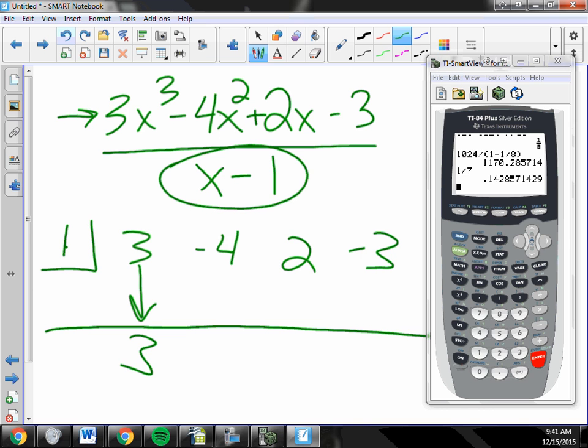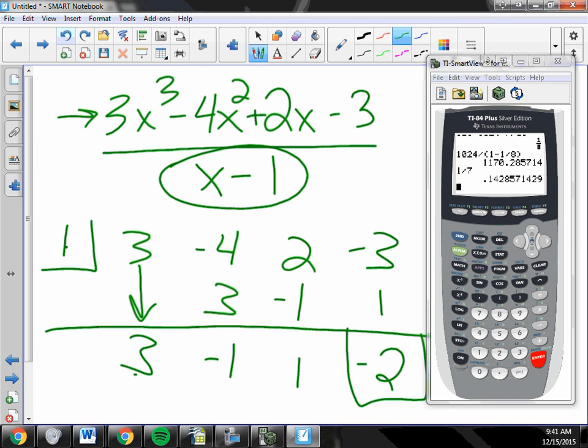And then you multiply and add, and multiply and add, and multiply and add until you get to the end. So 1 times 3 is 3. Negative 4 plus 3 is negative 1. 1 times negative 1 is negative 1. 2 minus 1 is 1. 1 times 1 is 1. And negative 2. And this end box is your remainder.